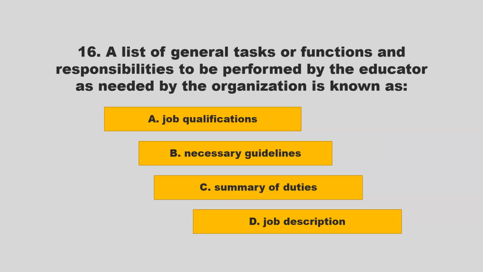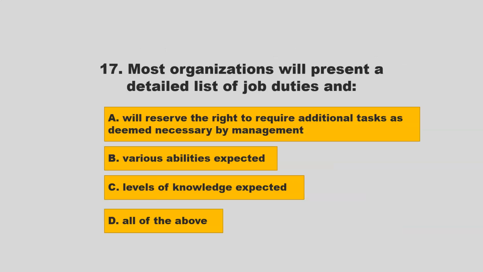A list of general tasks or functions and responsibilities to be performed by the educator as needed by the organization is known as job qualifications, necessary guidelines, summary of duties, job description. If you chose D, you are correct.